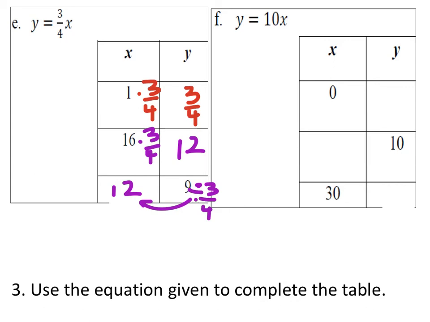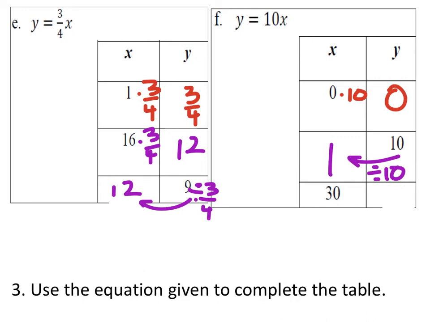Now this next one is y equals 10x. So we're going to take the x value, multiply it by 10, just like the equation tells us to do. Well, 0 times anything is 0. That's fine. And since we're multiplying by 10 on the x values, on the y values we're going to have to divide by 10. And 10 divided by 10 is 1.